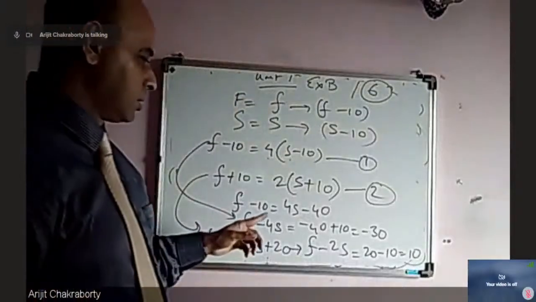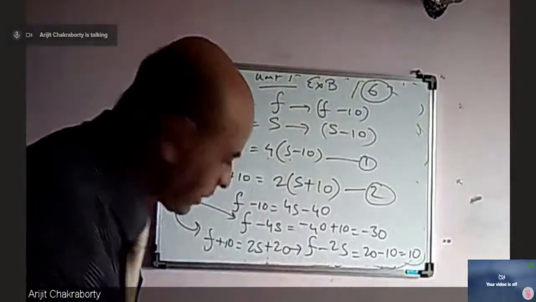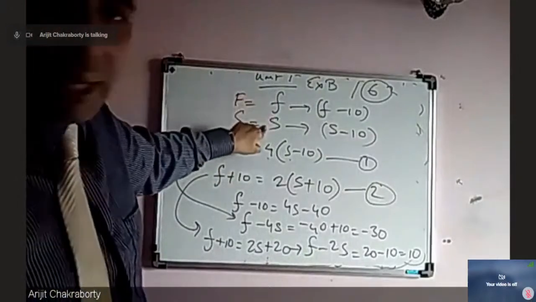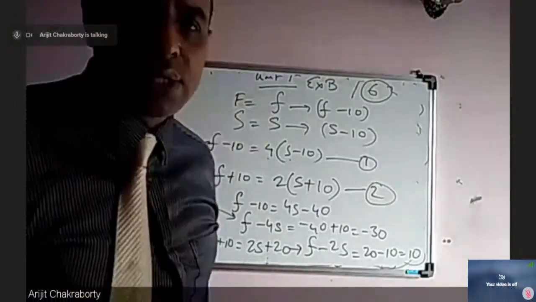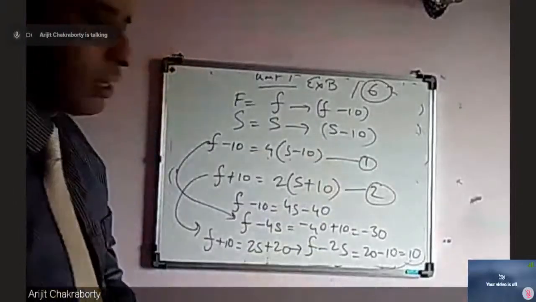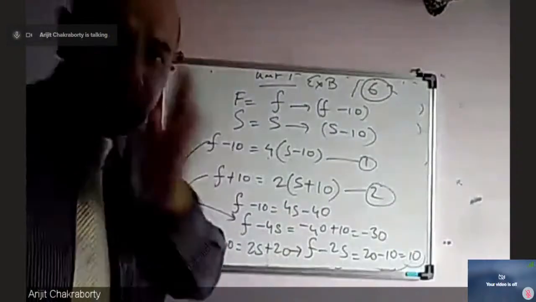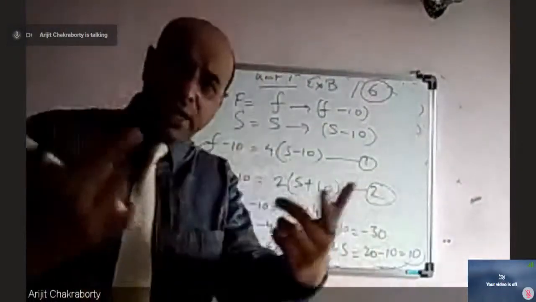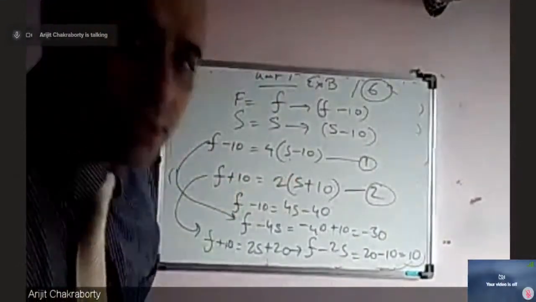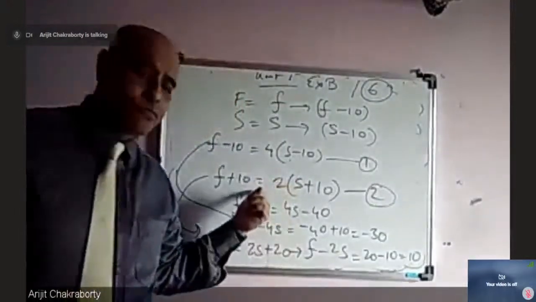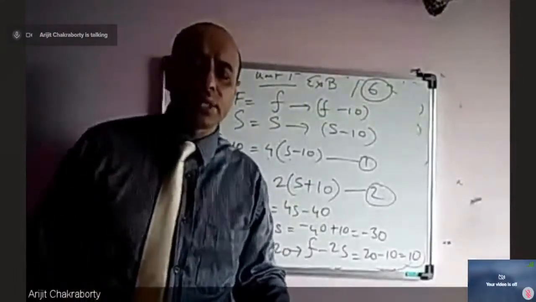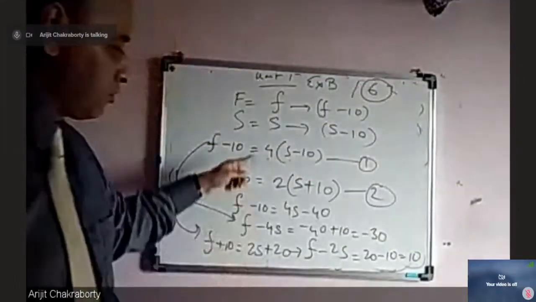So we have got 2 equations now. I hope you see the logic. Father's age is F. Son's age is S. 10 years back, father's age was F minus 10, and the son's age was S minus 10. 10 years back, father was 4 times that of his son in terms of age. So F minus 10 is 4 into (S minus 10). And 10 years from today, father's age will be F plus 10 and son's age will be S plus 10. As per the problem, the father's age will be 2 times that of his son. So we have got 2 equations.